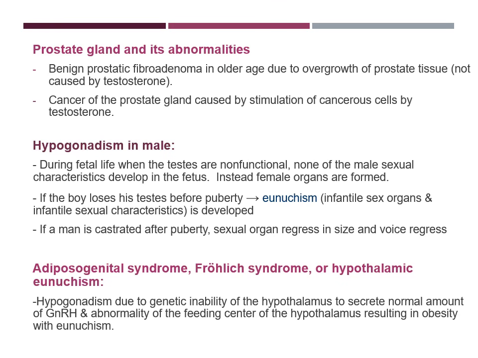Hypogonadism can be due to genetic inability of the hypothalamus to secrete a gonadotropin releasing hormone, which can be resulting from the hypothalamus, from the central nervous system. And this actually is accompanied with obesity as well as eunuchism. And this is a syndrome called adiposogenital syndrome.